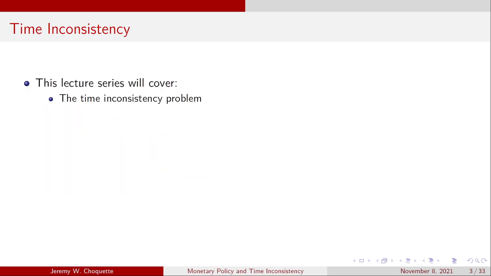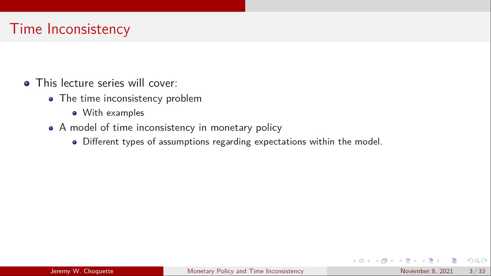So, this lecture series is going to cover the time inconsistency problem with a couple of nice little examples as well. We're going to have a model of time inconsistency in monetary policy, namely the Barro and Gordon model. I believe it's from like 1983 or something, something like that. Whatever it is, it's in fact an interesting model. So we'll be in good shape in understanding time inconsistency in monetary policy after we finish this lecture.